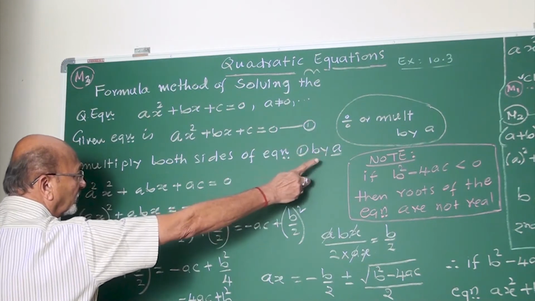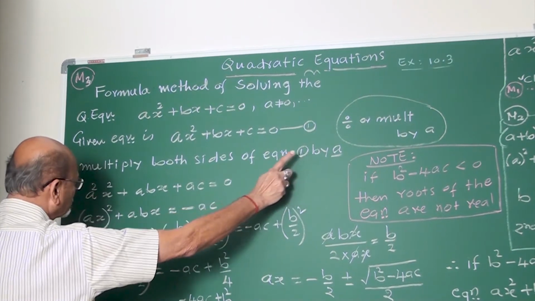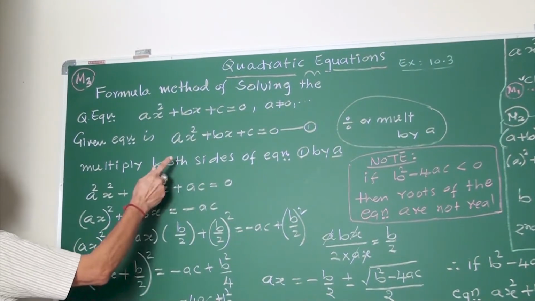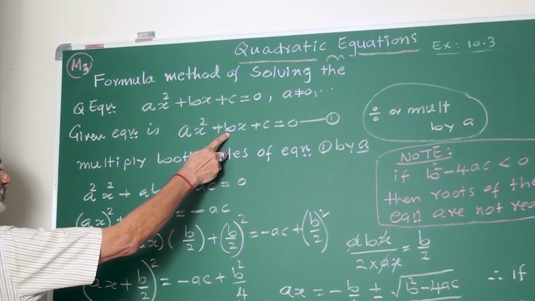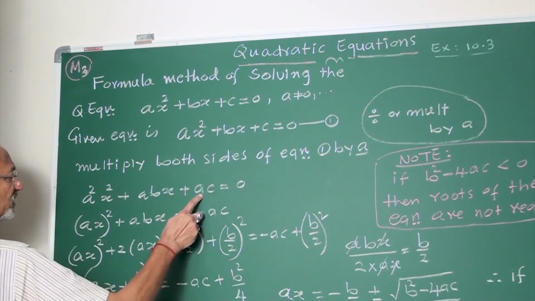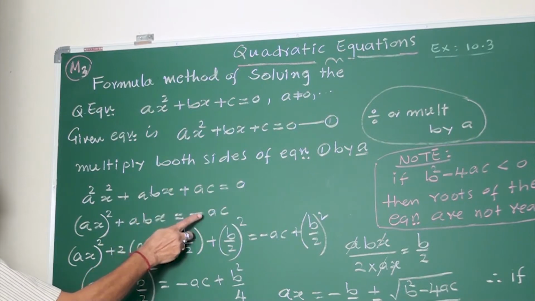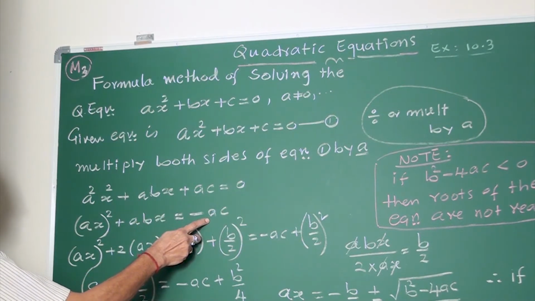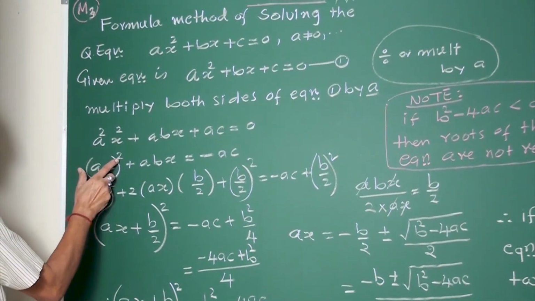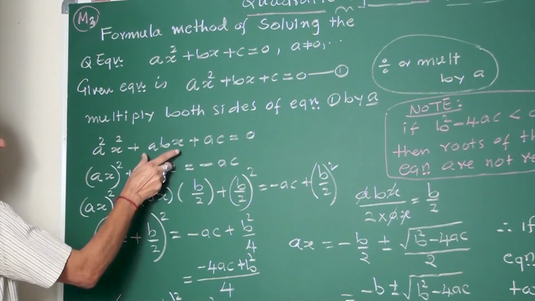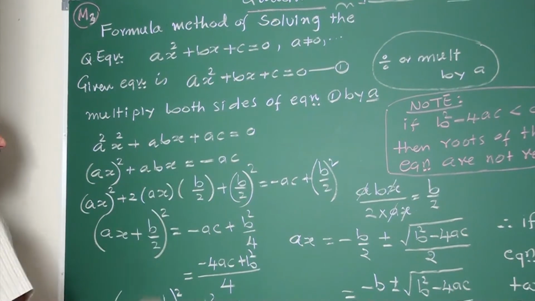Each term: a square x square plus abx plus a into c, that is plus ac, equal to 0. Shift the third constant term to RHS. Plus becomes minus. You have this. a square x square can be written as ax the whole square. This is the given middle term. This is the constant last term. It is shifted to RHS.